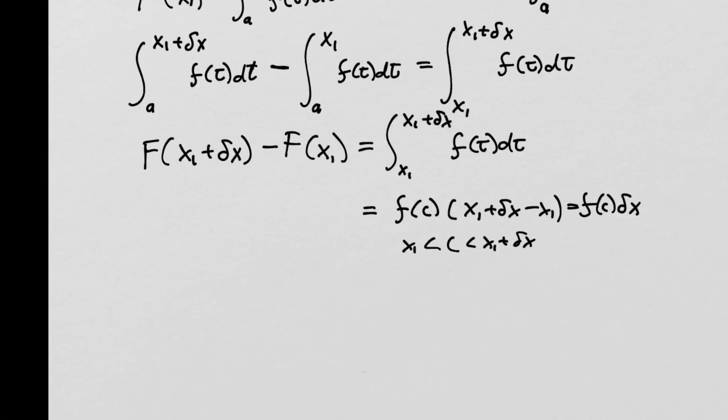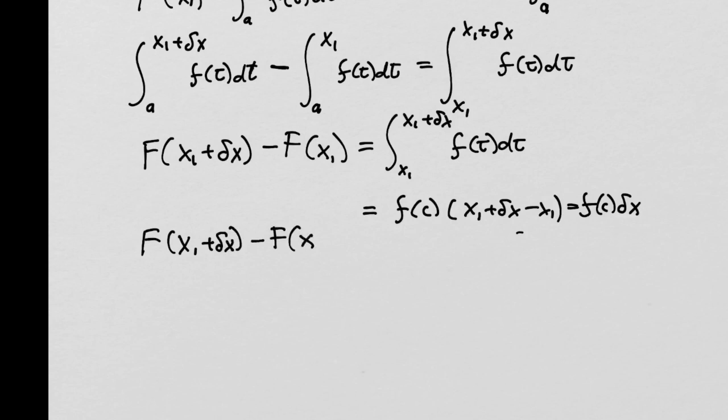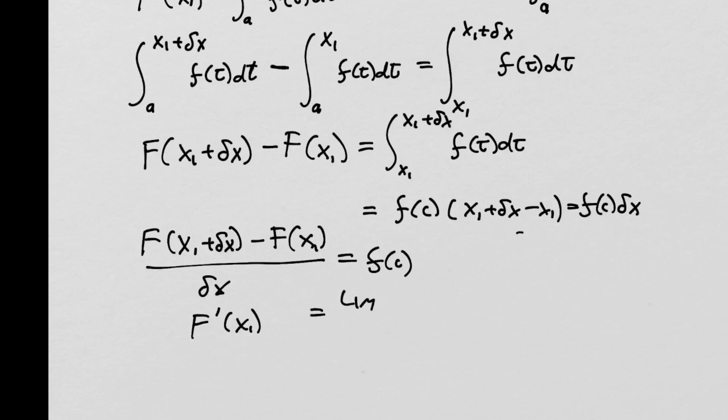Now with this in mind, we divide both sides of the equation by delta x, so that f of x1 plus delta x minus f of x1, divided by delta x, equals f prime of some value c. Now, of course, we take the limit as delta x goes to 0. That means the left-hand side becomes f prime of x1, and the right-hand side becomes the limit as delta x goes to 0 of f prime of c.